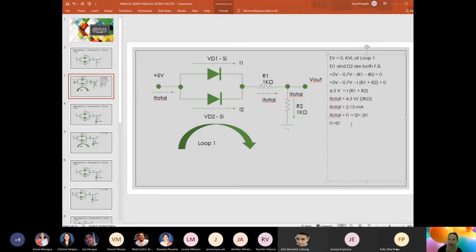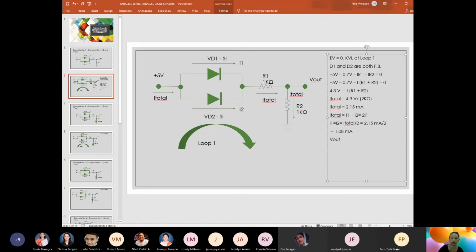Yes, ma'am. So therefore, I1 is equal to I2 is equal to half of I total. So if that is half of I total, anong value natin? 2.15 milliampere divided by 2 is equal to 1.08. Tama ba? 1.075 milliampere, so you have 1.08 milliampere. Okay, and what is V out?